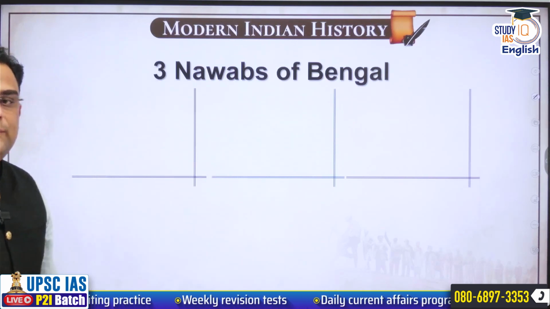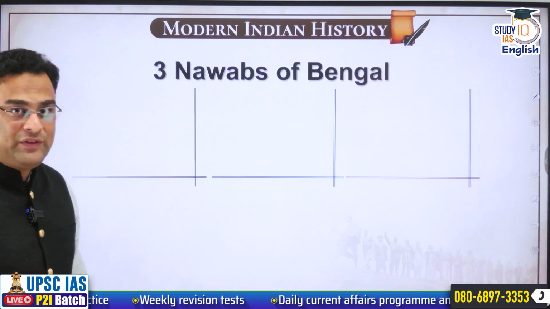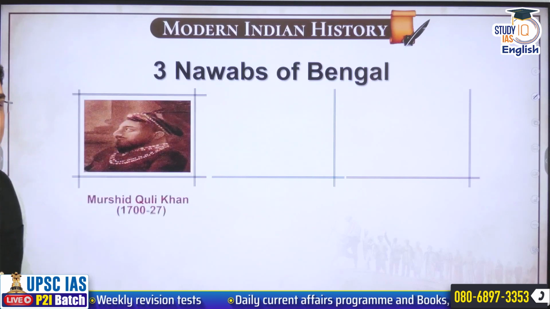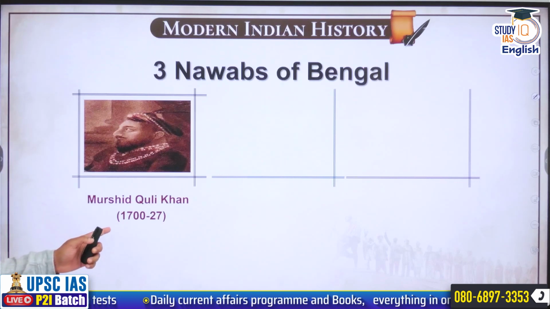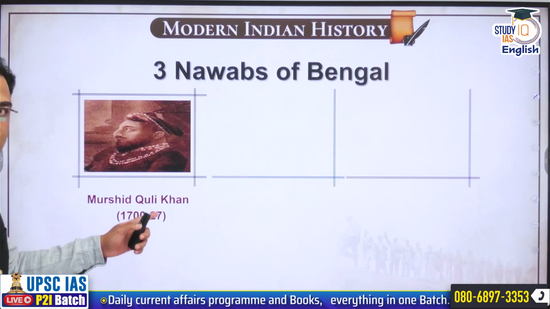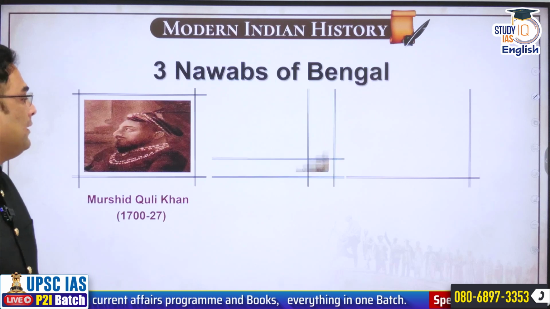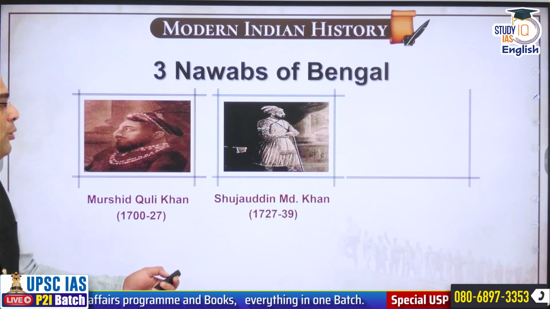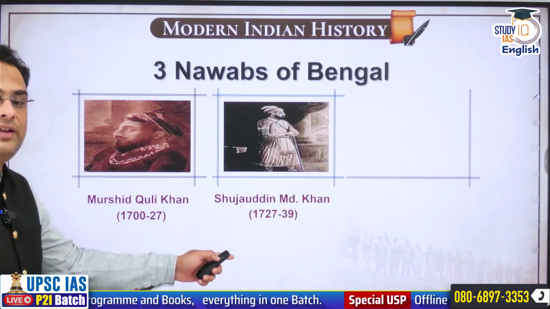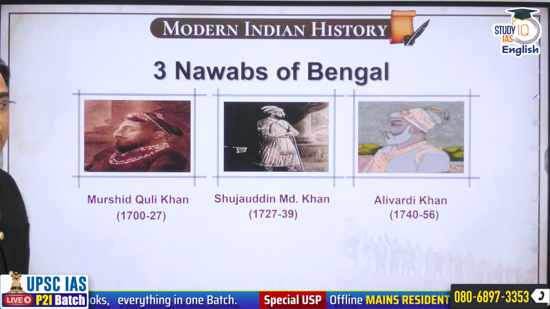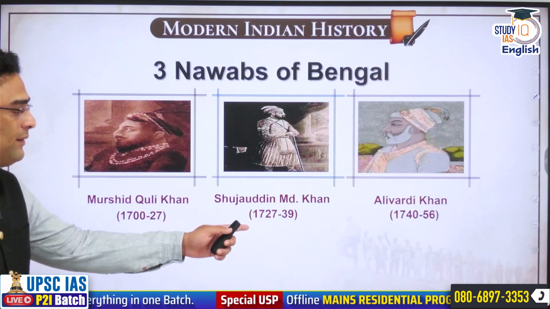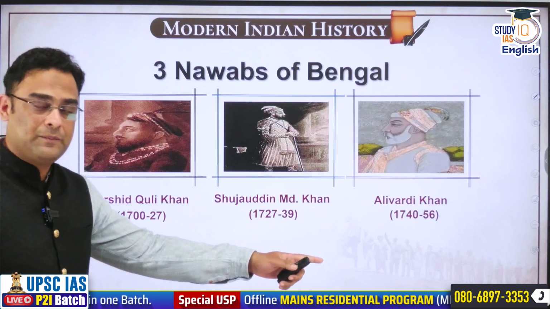Who are these three Nawabs? Let us have a quick look at them first, and then we'll see their contribution. The first is Murshid Quli Khan, who rules from 1700 to 27. We'll talk about him shortly. Then comes Nawab Shujauddin Muhammad Khan from 1727 to 39. And lastly comes Nawab Ali Vardi Khan from 1740 to 56.